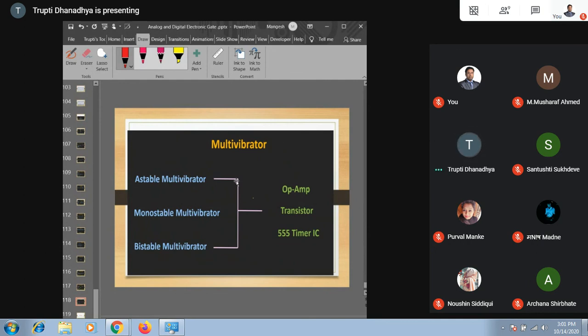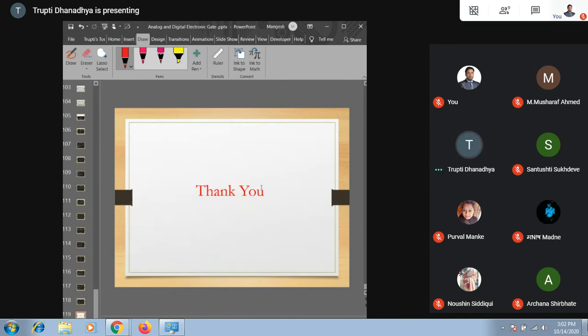Of course, the astable, monostable, and bistable multivibrators can be designed by using an op-amp, which I already told you, then a transistor or IC 555. So we can design these three multivibrators using these components: op-amp, transistor, and IC 555. So that's it. Any questions? This is a basic idea about the multivibrator, and you get questions only on the formulas which are used to calculate the positive saturation and negative saturation.